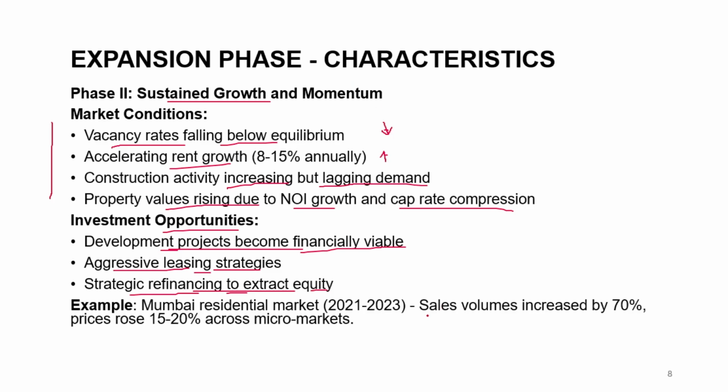In the Mumbai residential market, sales volume increased by 70%, and prices rose by 15 to 20% across micro markets. So, this period saw in the Mumbai residential market that sales volume increased by 70% and prices rose by 15 to 20% across micro markets when people realized that it was an expansionary, sustainable growth period.